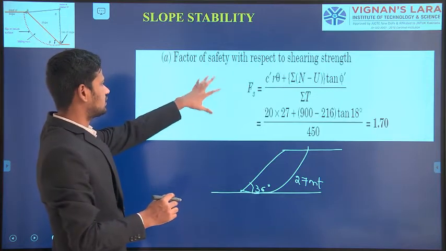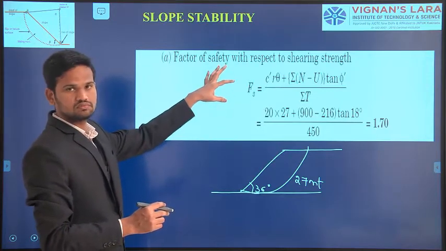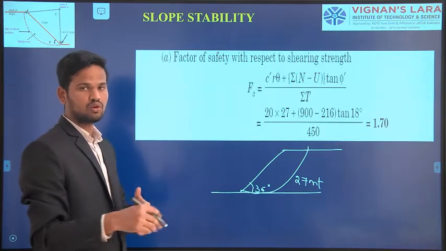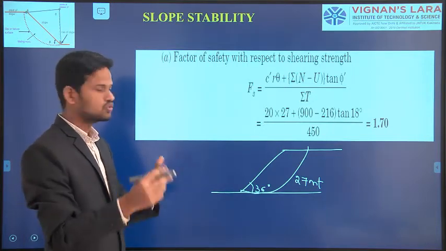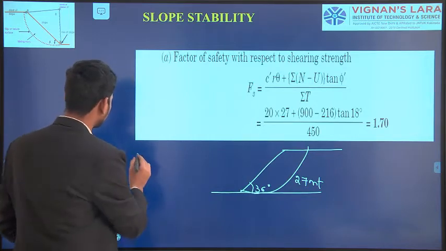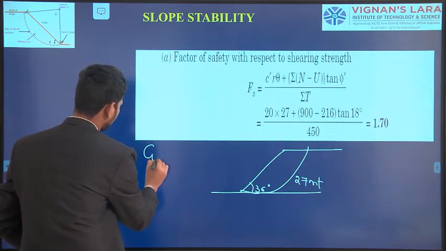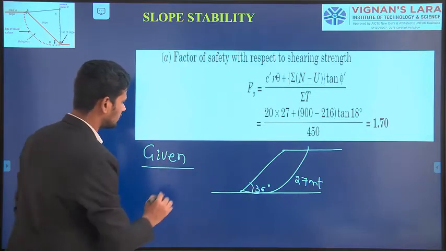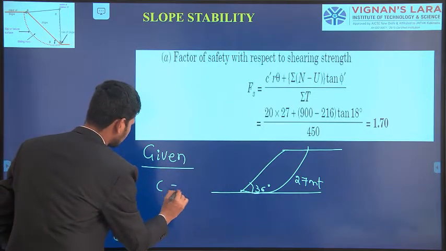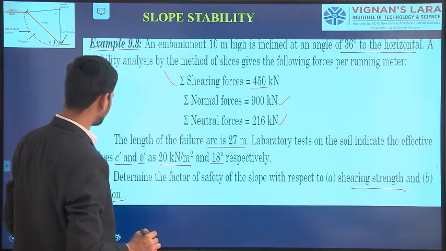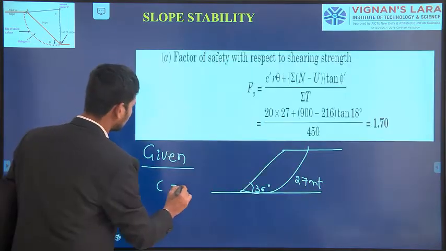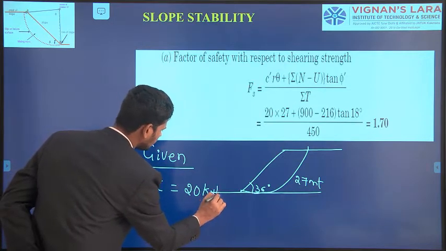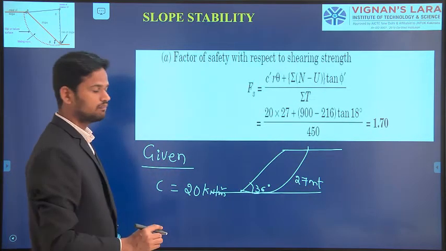This is the concept I have taken from the textbook, but while writing in your examination, while preparing your notebook, you should write the given data. I am writing here first what the given data is. They are giving the cohesion of the soil mass as 20 kilonewton per meter square. Cohesion of the soil mass equals 20 kilonewton per meter square.